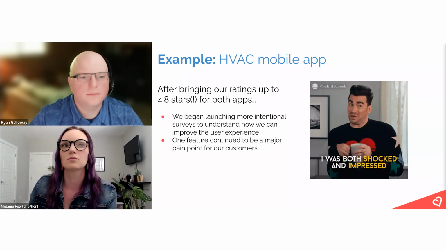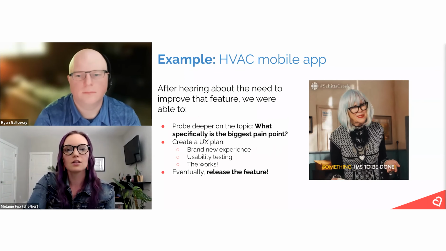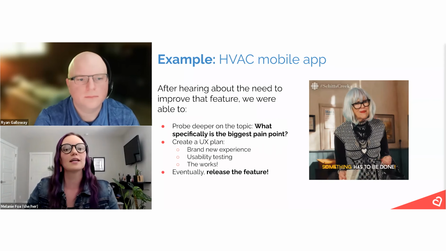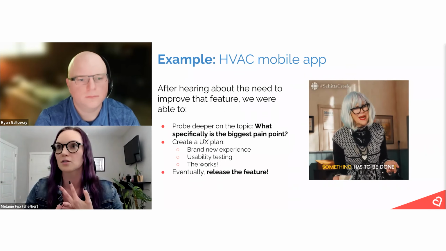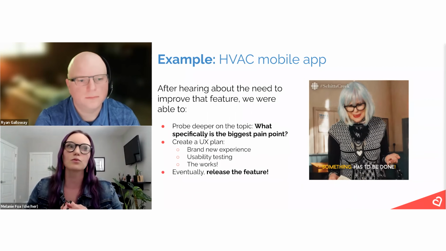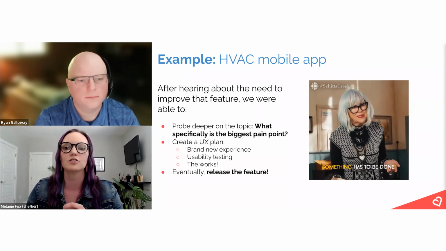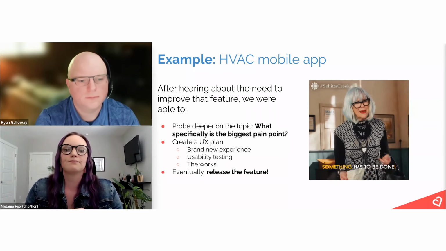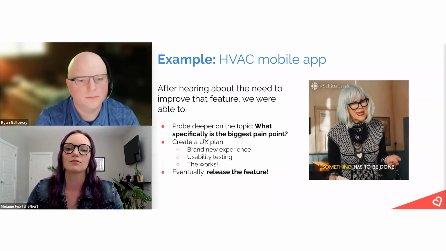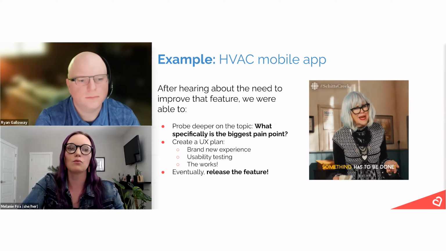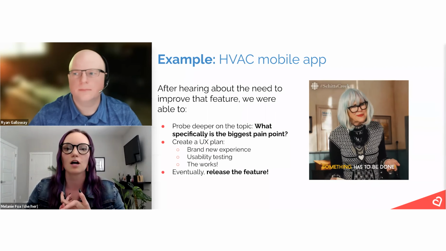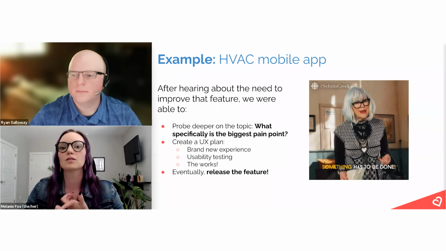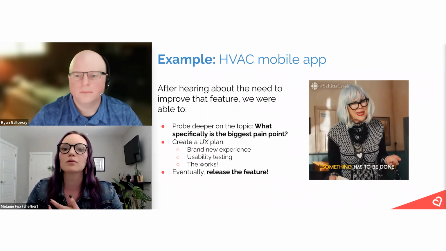And we'll jump right in there. So after hearing time and time again through surveys, through App Store reviews, through our support channels, it was really apparent that we had one problematic feature that our user base was just really having a tough time using. And so what did we do first, right? We decided to probe deeper on the topic. What specifically was the biggest pain point? Where are people getting stuck?